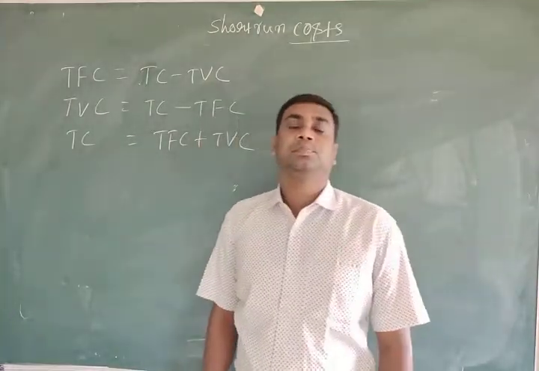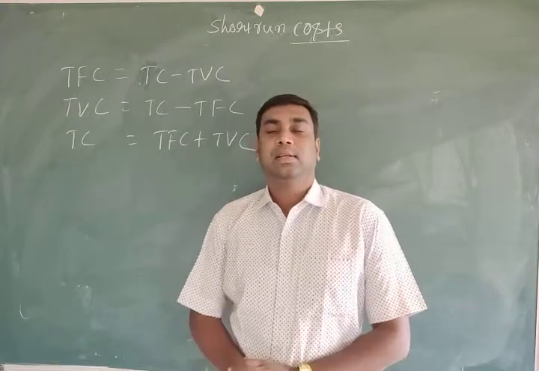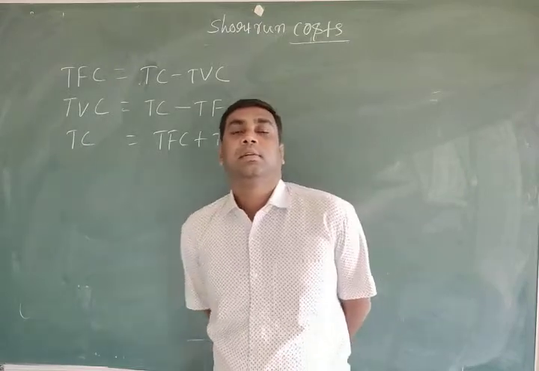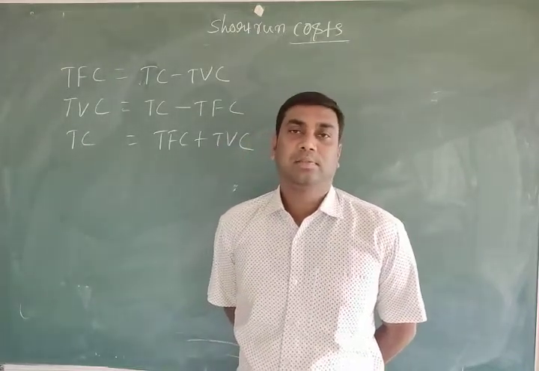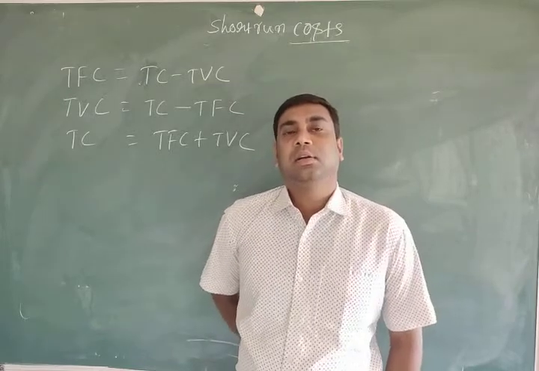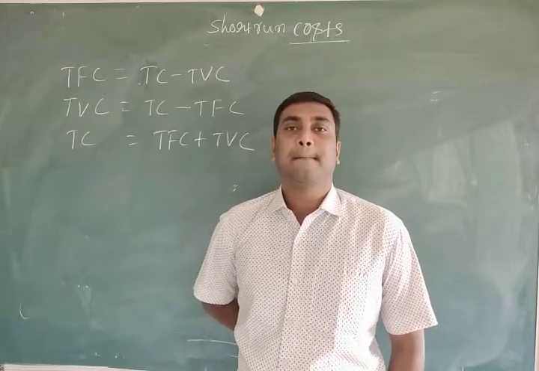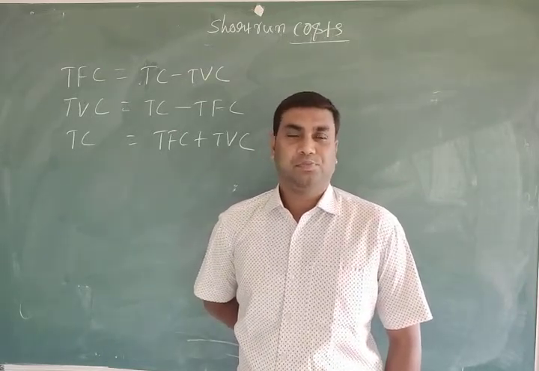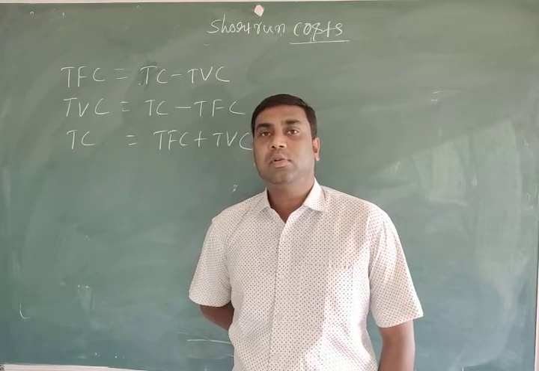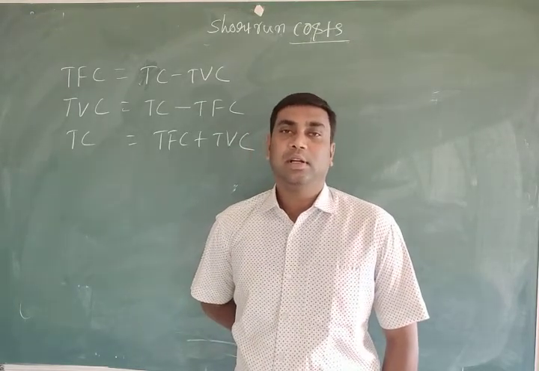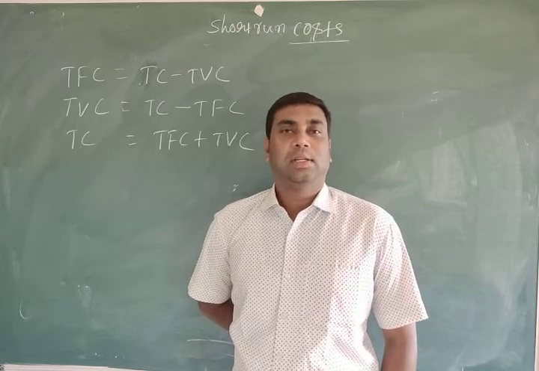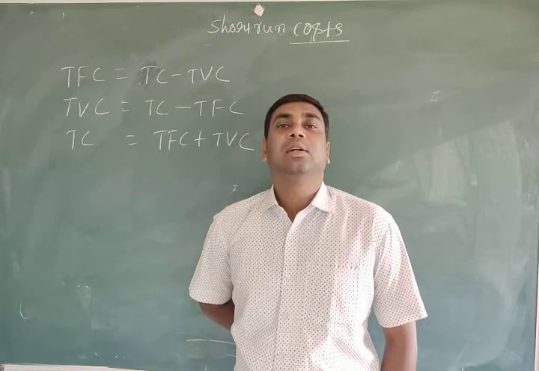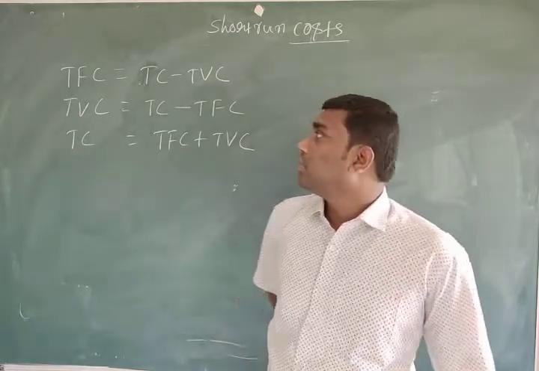Hello dear students. In the previous class we were discussing the short run costs. Under that we discussed total fixed cost, which means the expenses incurred on fixed factors. In TVC we discussed the cost incurred on variable factors. TC is the sum of TFC plus TVC, total fixed cost and total variable cost. So formulas also we discussed.